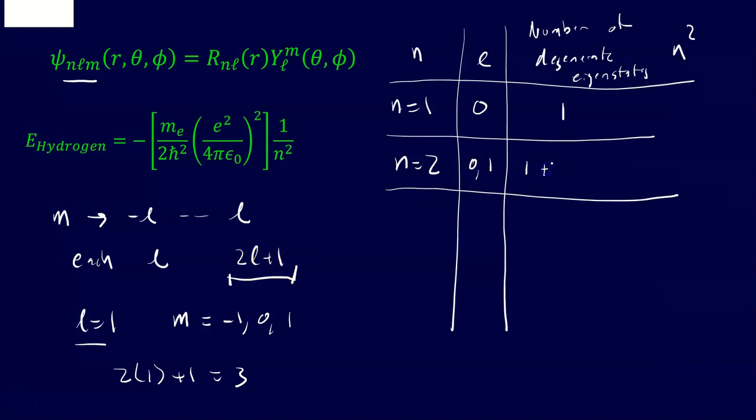is 3. So I get 1 plus 3 equals 4. So there's a total of 4 states with the same energy for n equals 2. So again, that's n squared. And just the last one we'll do, you can work out the rest yourself.